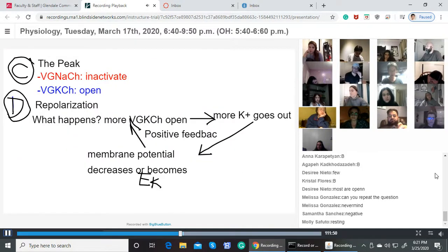When your professor says positive feedback, I'm talking about the stupid channel, the voltage-gated potassium channel. That is positive feedback. But when you talk about the membrane potential, then you may call it negative feedback. Does it make sense, the differences? Positive feedback, the stupid channel, the voltage-gated potassium channel. Negative feedback, the membrane potential. That's the difference. Any questions?